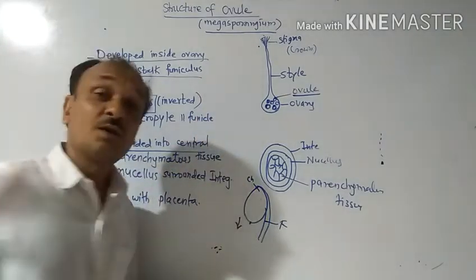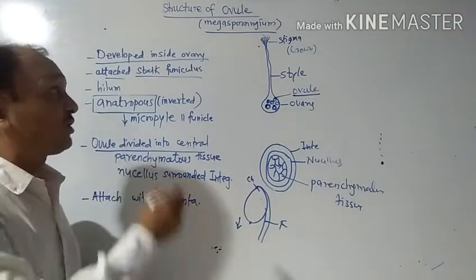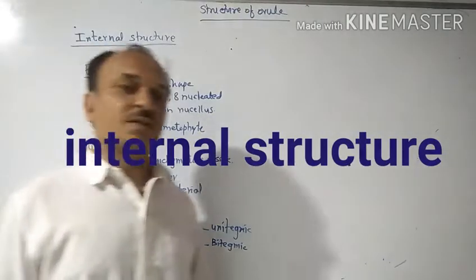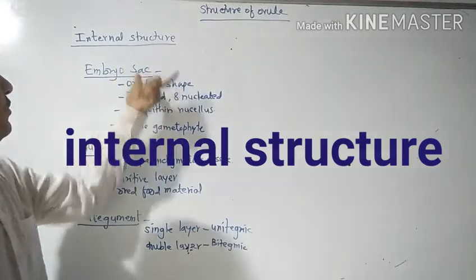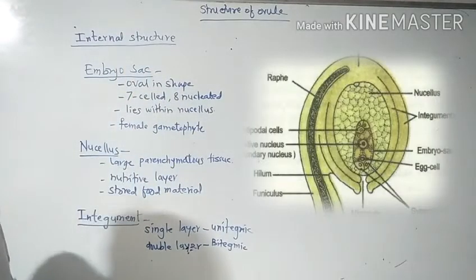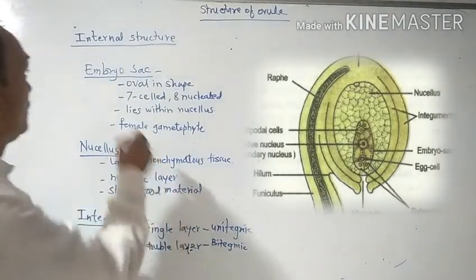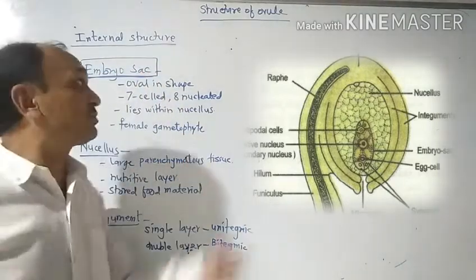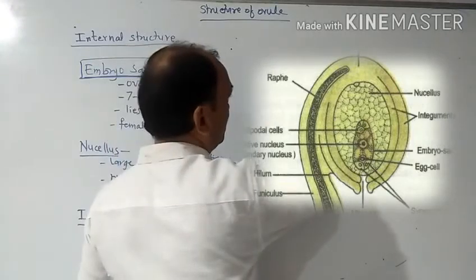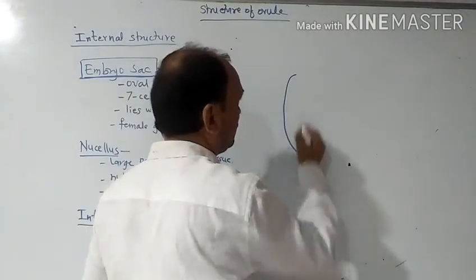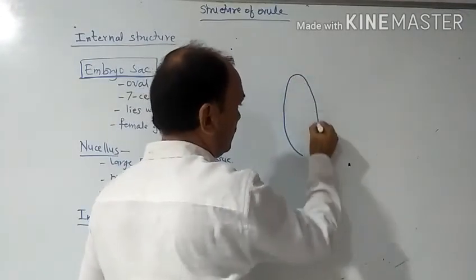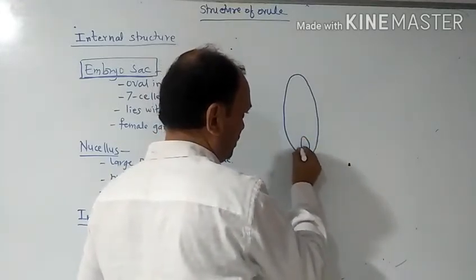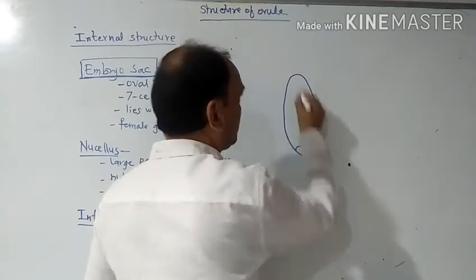Now we will see the internal structure of ovule. Let us see the internal structure of ovule. The internal structure of ovule shows, first of all, the embryo sac. The embryo sac is oval in shape. This is the embryo sac.